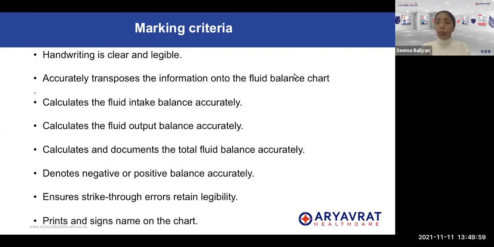You will need to calculate first the total intake, then the output, and then you will have to subtract the output from the intake, and you will get an answer. That answer is going to denote whether it is a negative or a positive balance, so you need to make sure that you are working that out correctly. If you are crossing out anything, you need to make sure that the strikeout errors retain legibility, because it's important that we are able to see what was written underneath. And then you need to make sure that you print and sign your name on the chart.